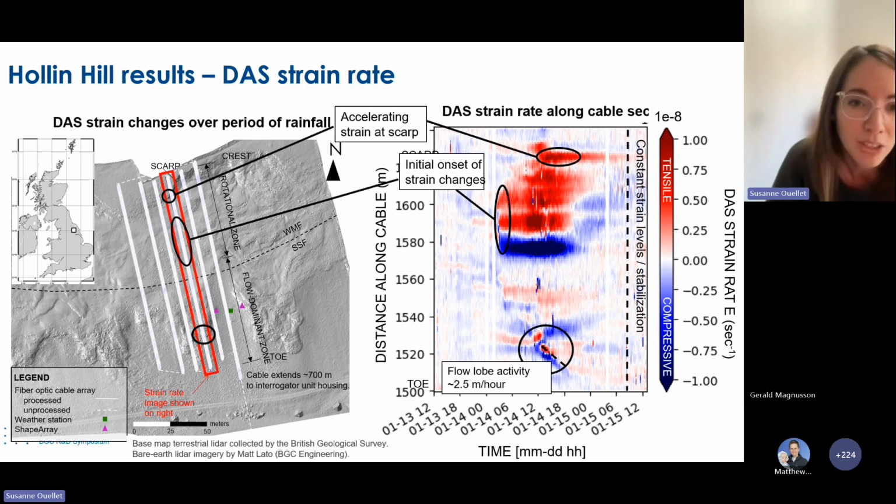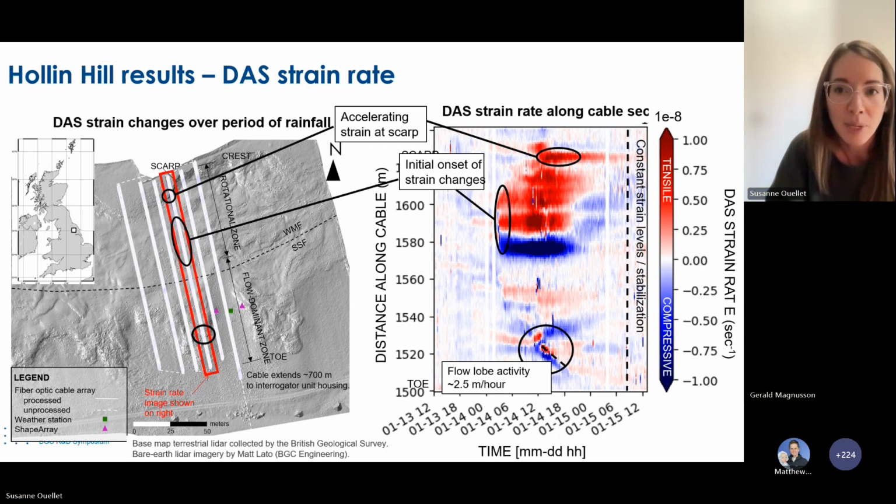So why should we be interested in strain rate? How can this help us? I'm just going to point out a couple of observations that we can make from this image. We can see accelerating strain at the scarp. We can see where the initial onset of strain changes is occurring, like at what time and at what location. And then we can also make out these interesting patterns in this flow-dominant area below.